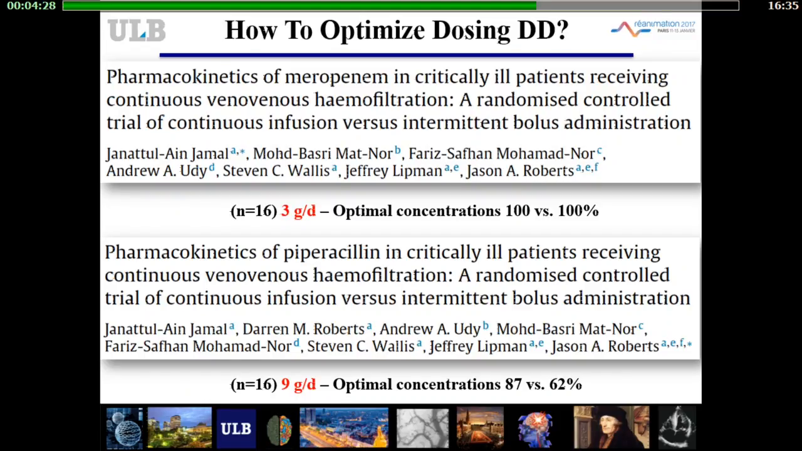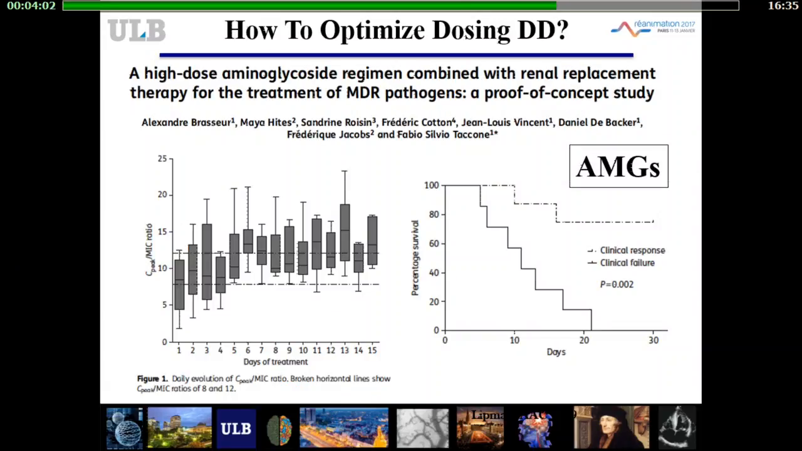They show that if you give meropenem 3 grams a day, which is again the same dose you would give in normal renal function, it will produce 100% of patients with adequate drug regimens. For piperacillin, if you apply Trotman recommendation, 8 grams piperacillin per day, you will have 87%, and only 60% by intermittent infusion. So in that case, 8 grams of piperacillin will be enough, but only if you give it by continuous infusion. What about aminoglycosides?